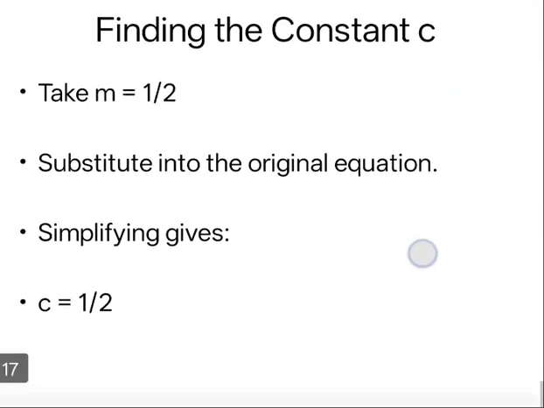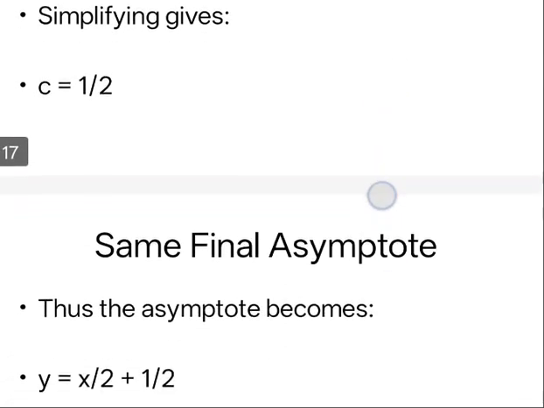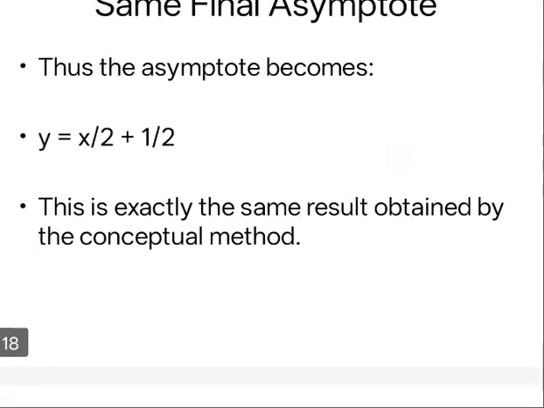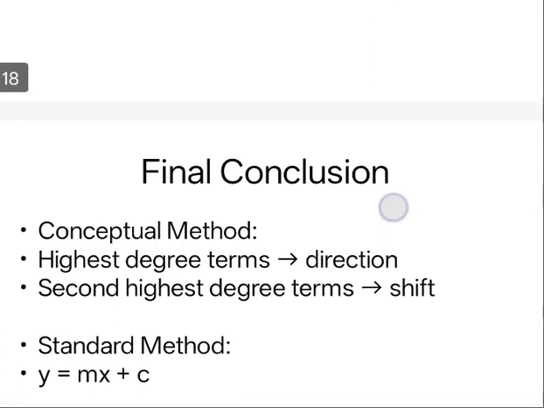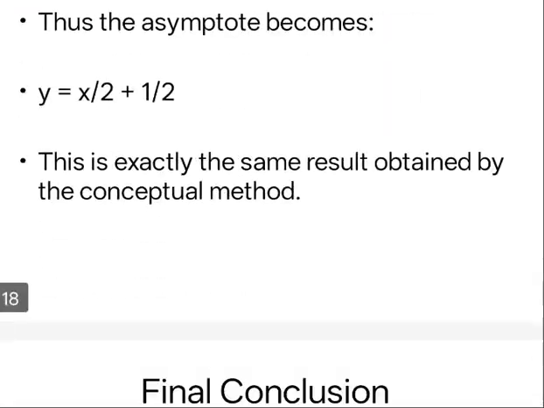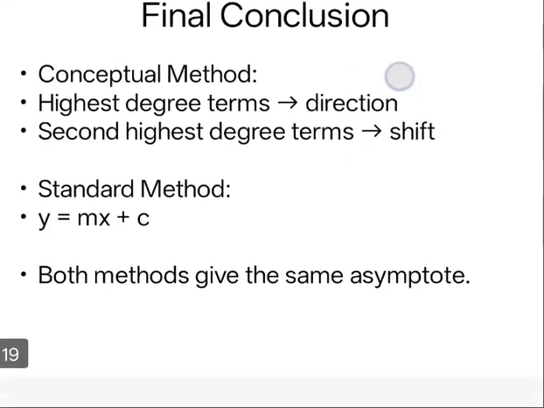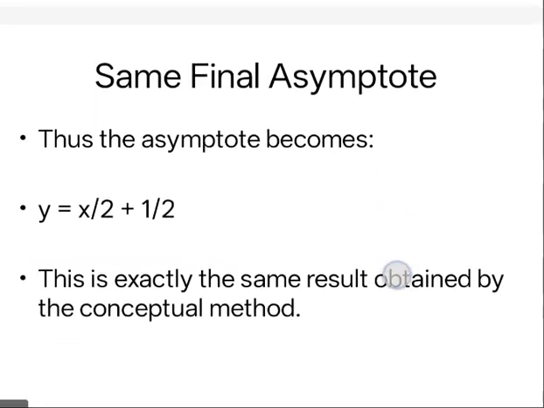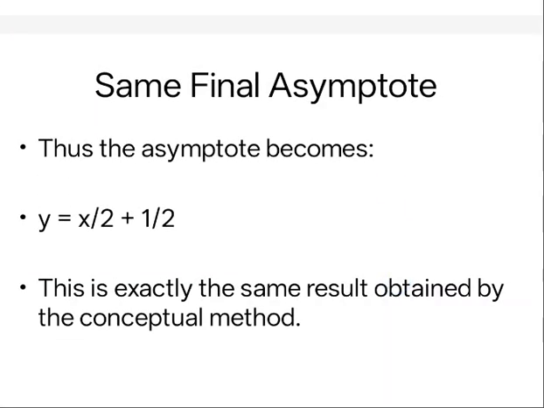After that, how to find out? Take m is equal to 1 by 2 and substitute in the original equation, simplify, and it gives this. Once you substitute, from the highest degree terms and in the equation also we can get the same thing. Okay, this is how we can find the asymptote. Asymptote means the same final asymptote we can get.